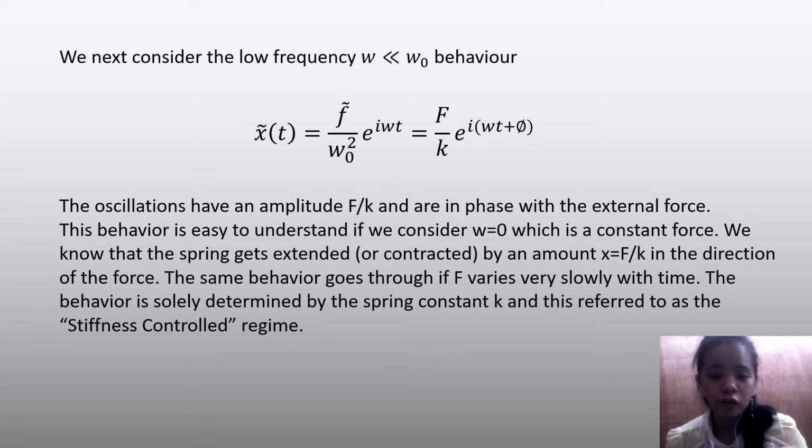We next consider the low frequency behavior, and this is the solution. The oscillation of amplitude F over K is in phase with the external force. This behavior is easy to understand if you consider W equal to 0, which is a constant force. We know that the spring gets extended or contracted by the amount x equal to F over K in the direction of the force. The same behavior goes through if F varies very slowly with time. The behavior is solely determined by the spring constant K, and this is referred to as the stiffness control regime.